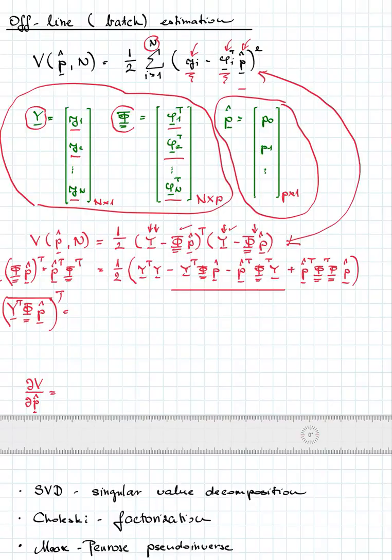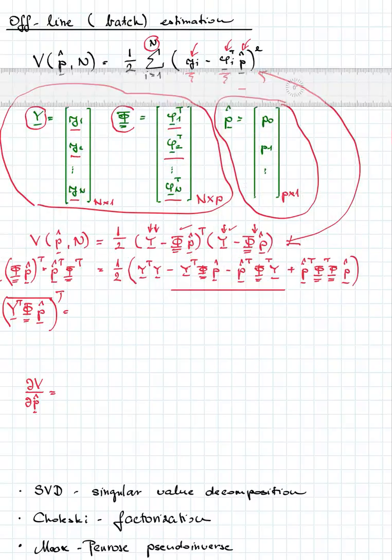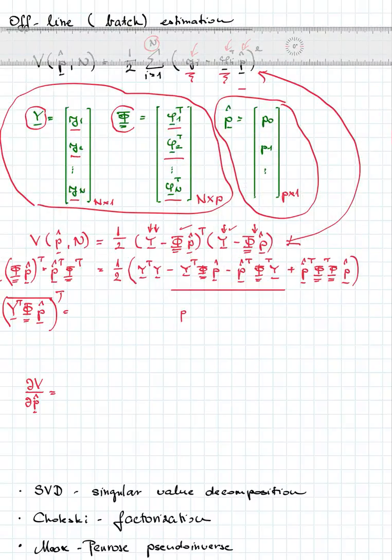The transpose will be p hat transpose, phi transpose, and y. So in this case, we also have to rotate the three elements. So p, the last one, will be the first one, phi will be the second, and y will be the last one. And we have to take the transpose of the elements individually.